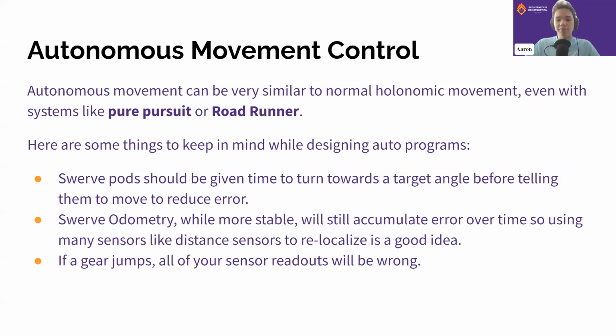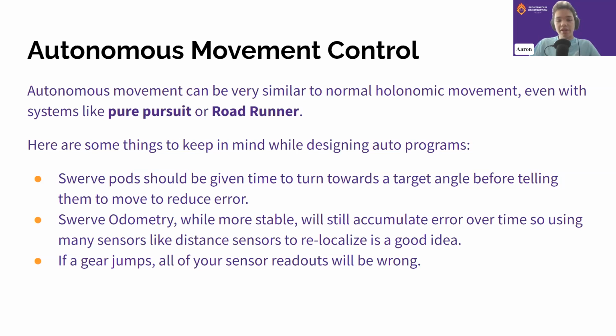Additionally, using swerve odometry is a lot more stable than traditional odometry since it uses stealth wheels. So it is going to be more effective than using something like mecanum wheel odometry, for example, but it still will accumulate error just like any other odometry. So using sensors like distance sensors to relocalize is really helpful in the middle of your autonomous run.